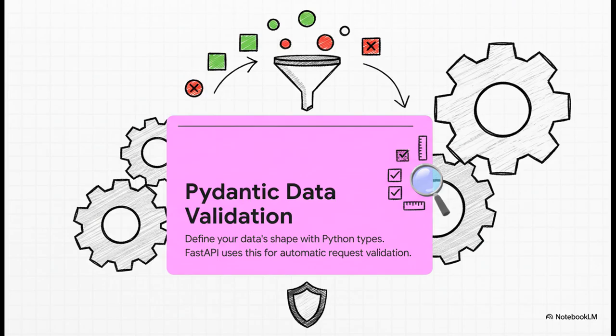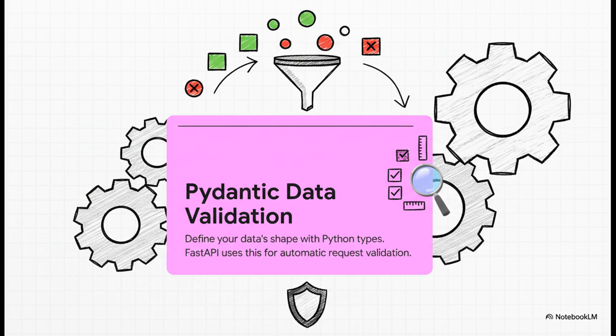Superpower number 1 is automatic data validation, and it's all thanks to a library called Pydantic. All you do is define what your data should look like using a simple class and standard Python type hints, like you see here. Now, if someone tries to send a request to create a product, but the ID isn't an integer, or the price isn't a number, FastAPI automatically rejects it and sends back a helpful error message.